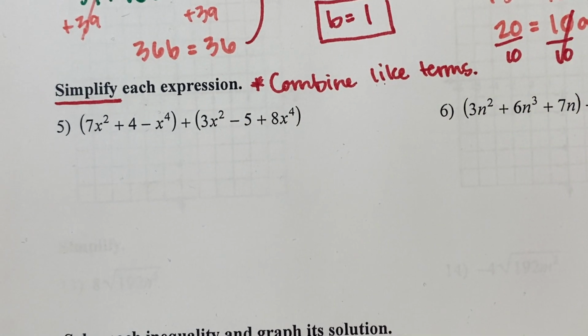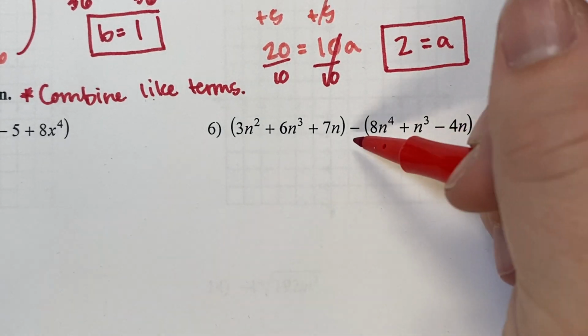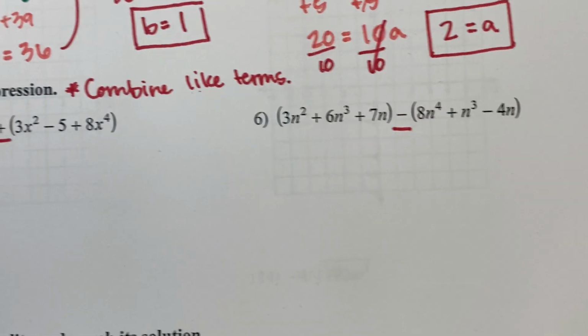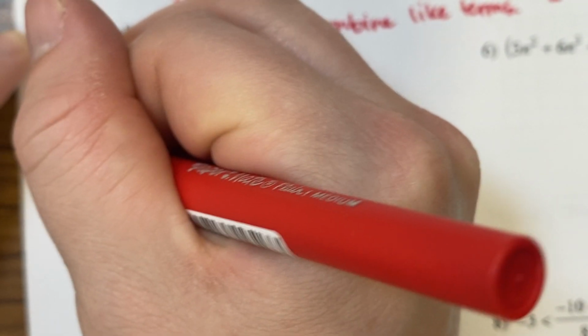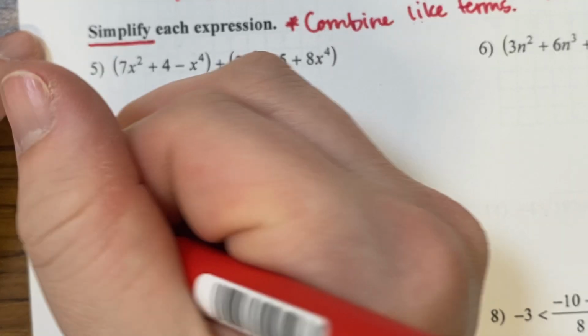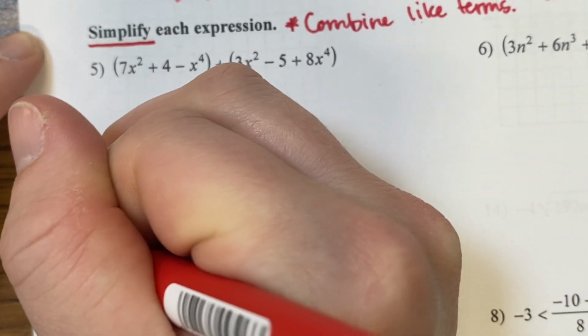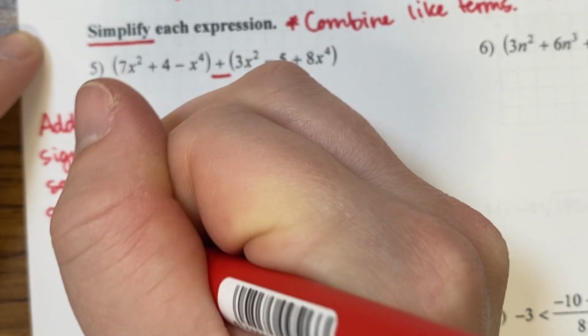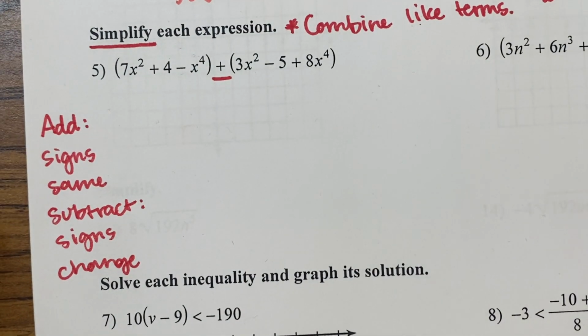Now here are the rules. You're either going to see an addition sign or a subtraction sign in the middle. And let's write down these rules. When you see an addition sign, the signs stay the same. But when you see the subtraction sign, the signs change. And we'll show you what that means in a second.